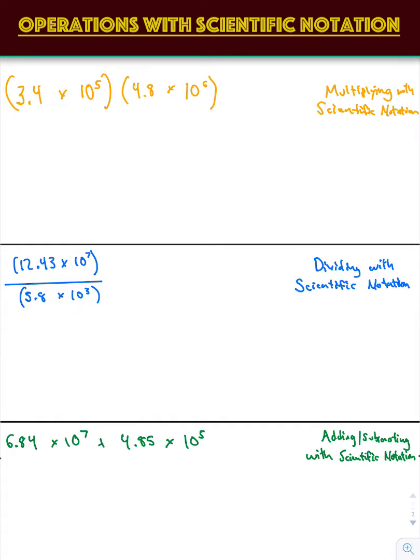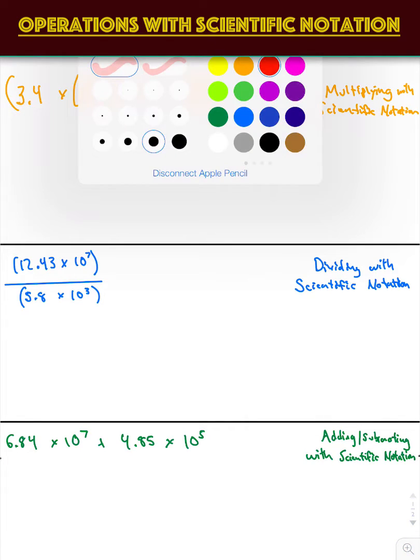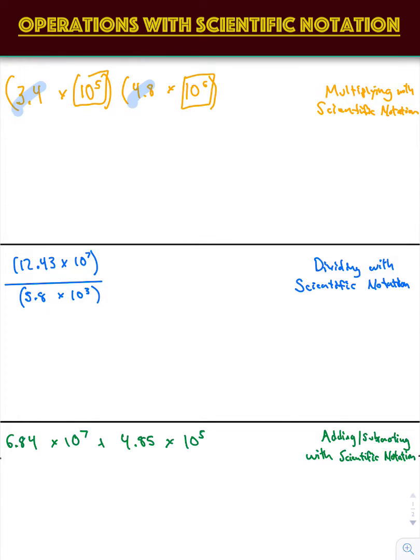So first, when we do multiplying with scientific notation, the two things that we need to look at are our base 10 with the exponent. So there's our base 10 numbers, and then we have our number with the decimal in front. When I look at these different terms, I treat them as different. That's why I've done two different things to them.